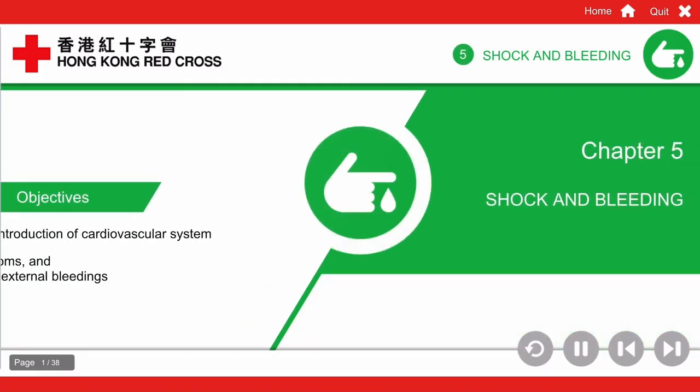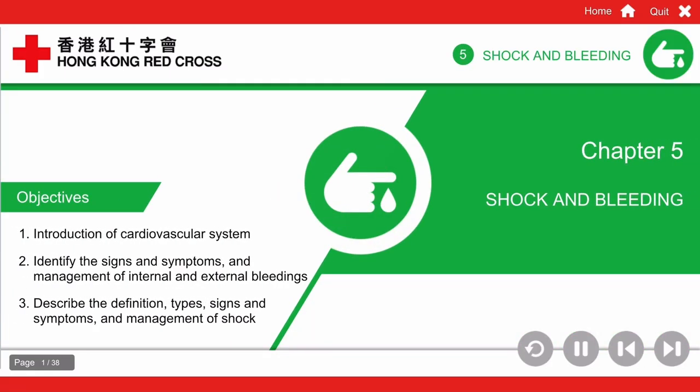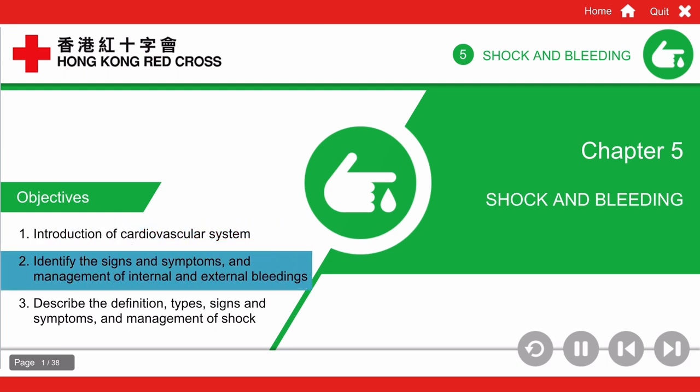Hello everyone. In this chapter, Shock and Bleeding, we'll introduce the cardiovascular system and the management of shock and bleeding. In this chapter, you'll find out the three components of the cardiovascular system and their respective functions. You'll also learn how to identify the signs and symptoms of internal and external bleedings and their management.